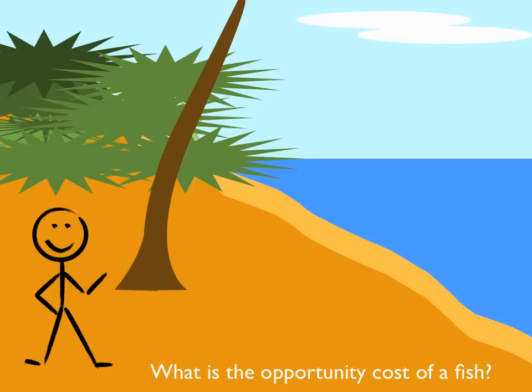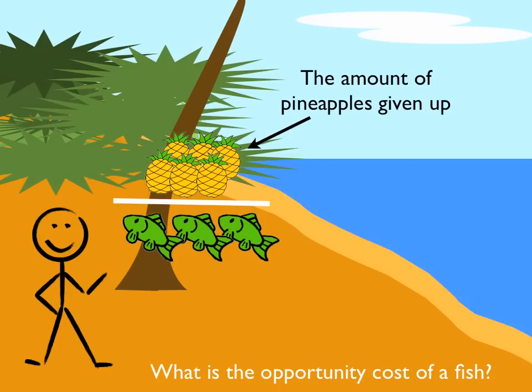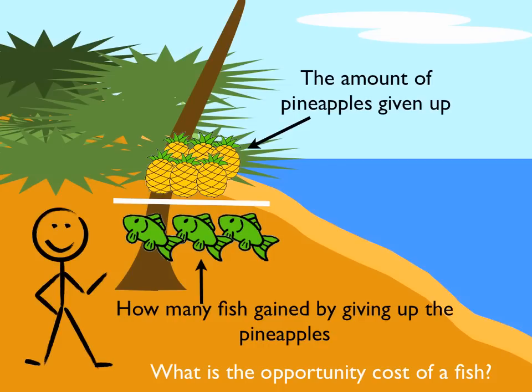Now, you may ask, what is the opportunity cost of one fish? In other words, how much pineapple does he give up for every fish? Now we know that if he spends his day fishing, he would give up 6 pineapples in exchange for the 3 fish that he'd catch in that day. Now notice that in the numerator we have the amount of pineapples given up. In the denominator we have how many fish gained by giving up the pineapples. And we'll always follow this pattern. In the numerator we always have what is being given up. And in the denominator we have what we want the opportunity cost for.